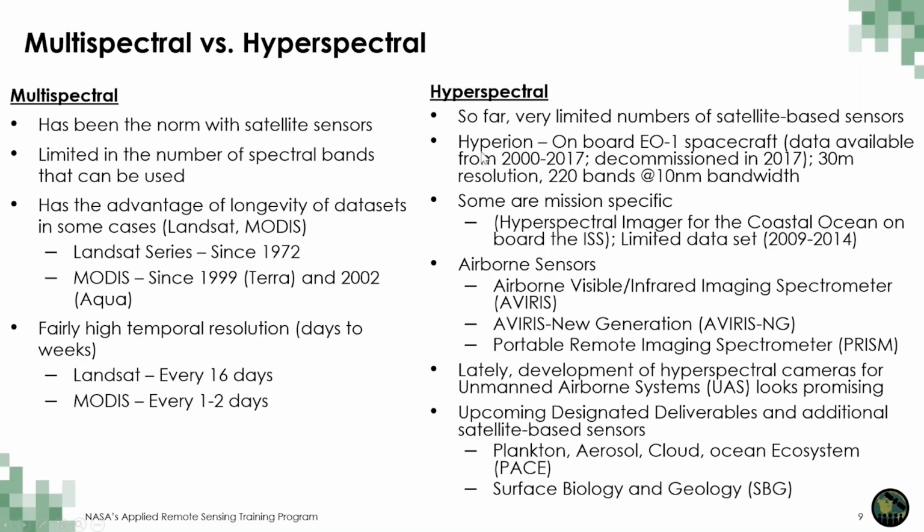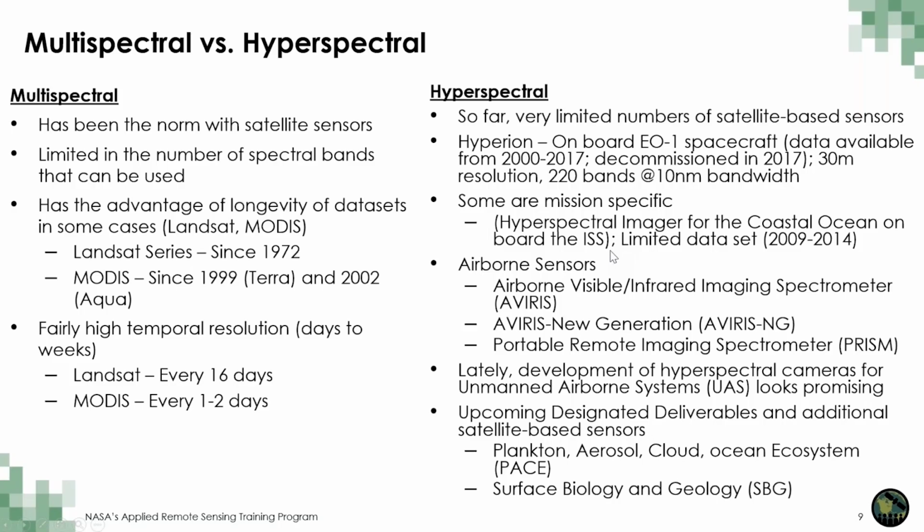On the other hand, for hyperspectral data, so far there is a very limited number of satellite-based sensors that are hyperspectral. We have talked a little bit about Hyperion, which was on board the EO-1 spacecraft. Data from Hyperion is available from the year 2000 to about 2017, when it was decommissioned. Hyperion had a 30 meter spatial resolution and 220 bands at 10 nanometers.